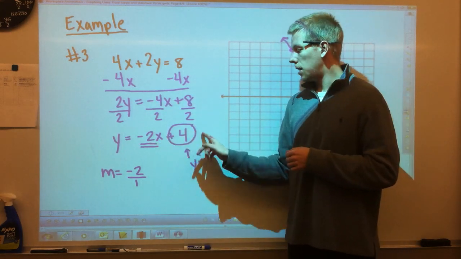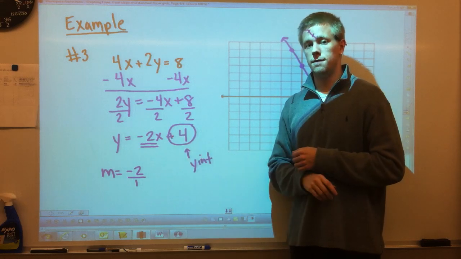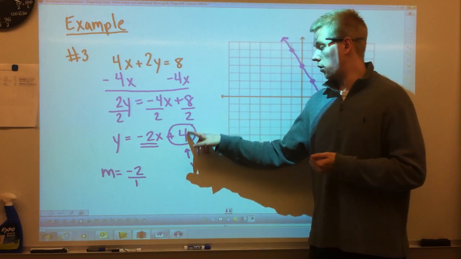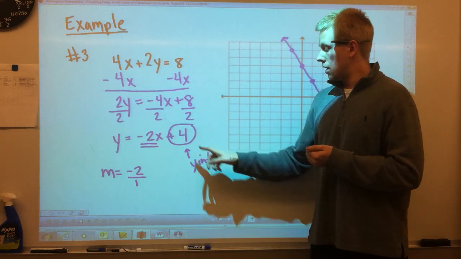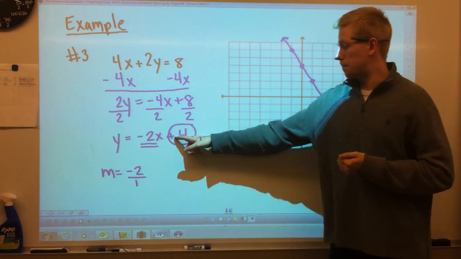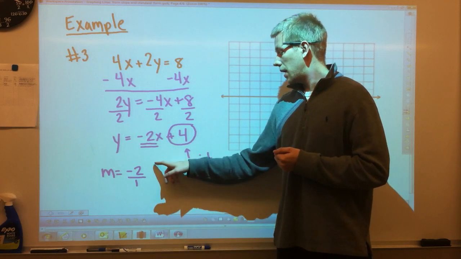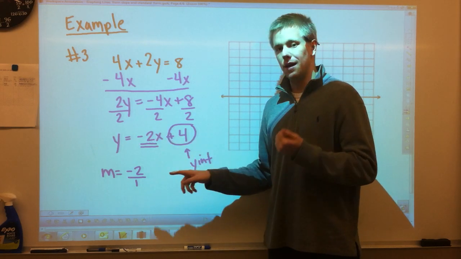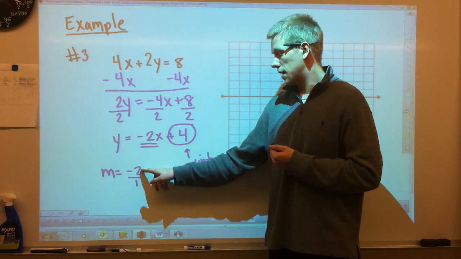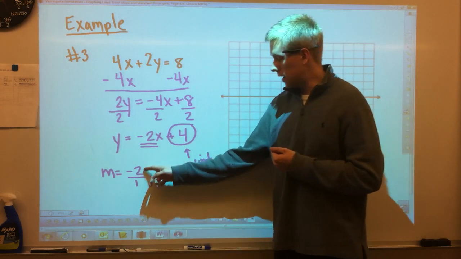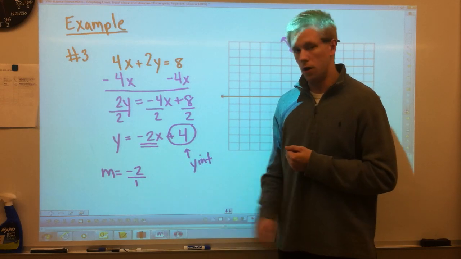Again, when I circle my y-intercept, remember to circle that sign in front of it. That tells you where you start. Do I go up on the y-axis or do I go down? For this case, it's going to be up because it's a positive 4. My slope was negative 2. Now, I don't have a fraction here, but I can make it a fraction by placing a 1 underneath that negative 2. So then I have a negative 2 over 1, my rise over my run.